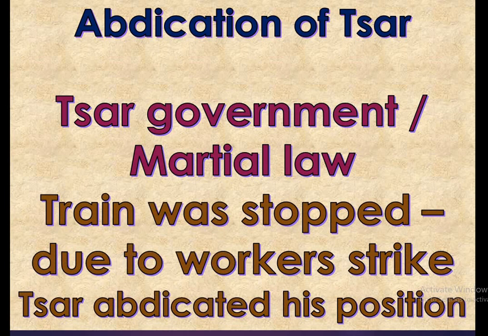Meanwhile, Tsar Nicholas II wanted to return to his palace by train, but the workers stopped the train in between because of the workers' strike. Now, with no other way, he was left all alone. That's why he wanted to abdicate his position.